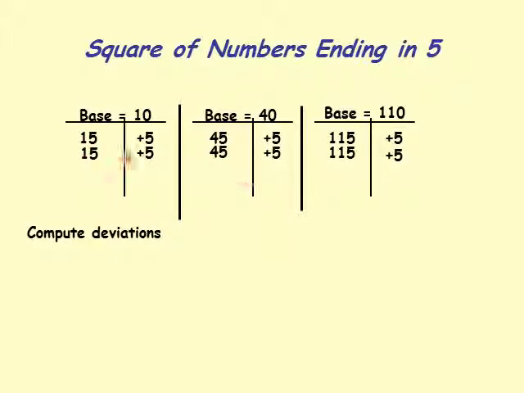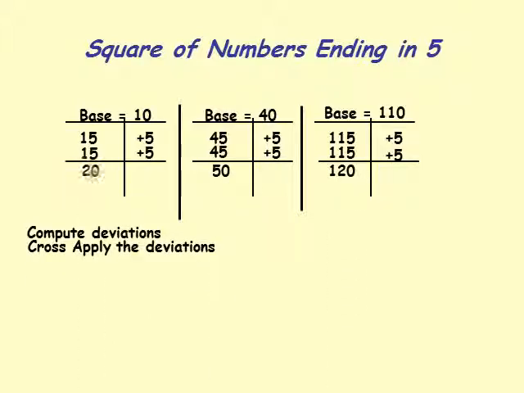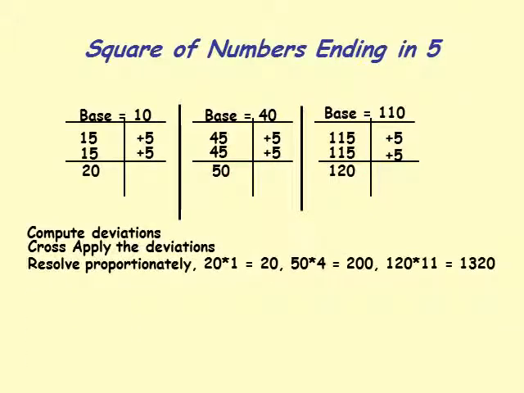Now we're going to find the left side by cross applying the deviations. So we do 15 plus 5, 45 plus 5, 115 plus 5, which gives 20, 50, 120. This is a proportional base, while this is the natural base. So we resolve proportionality now. 20 times 1 is 20. 50 times 4 is 200. 120 times 11 is 1320. So after resolving proportionality, on the left I have 20, 200, 1320.